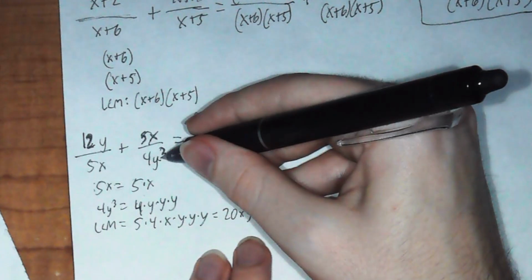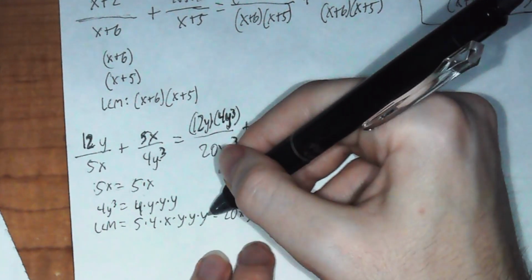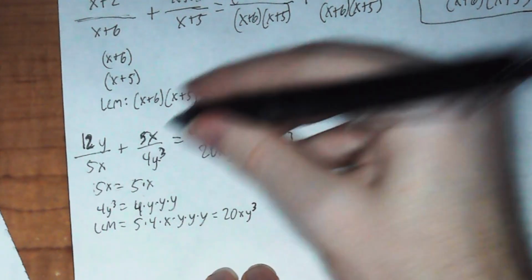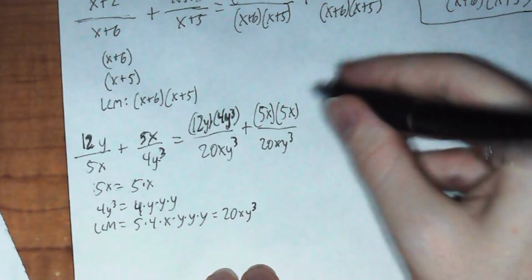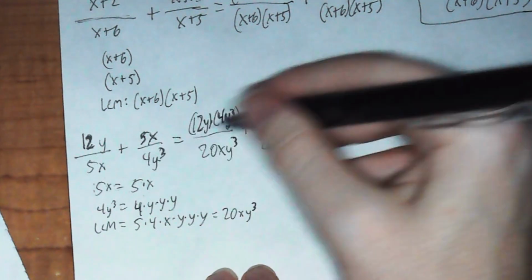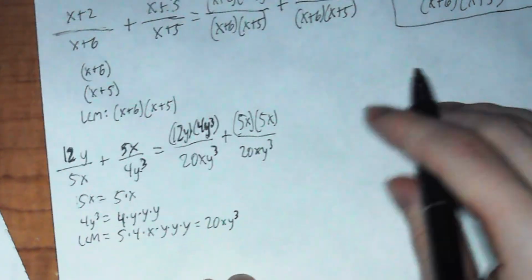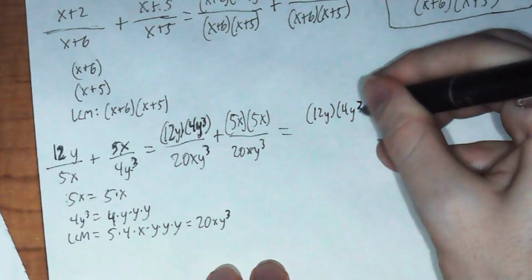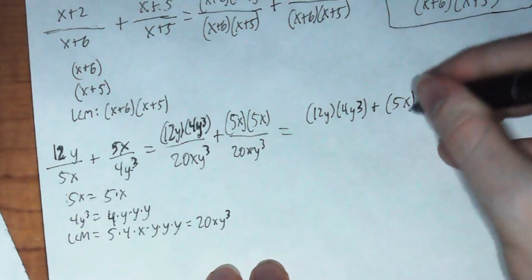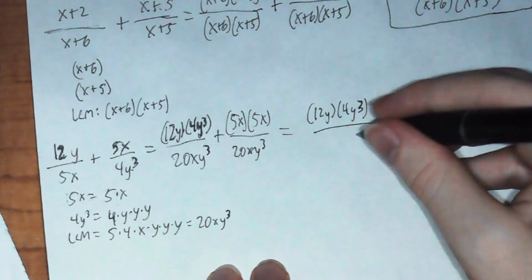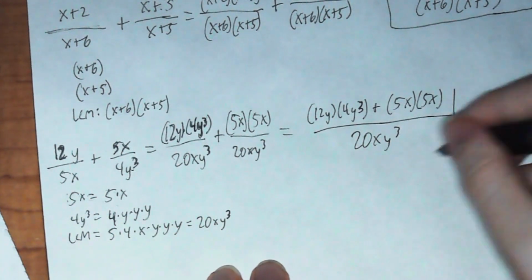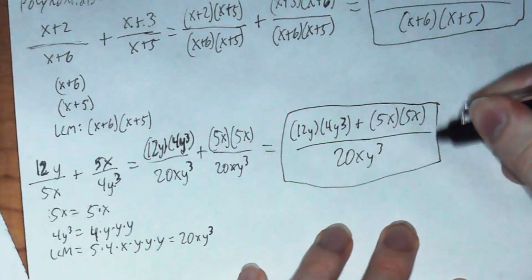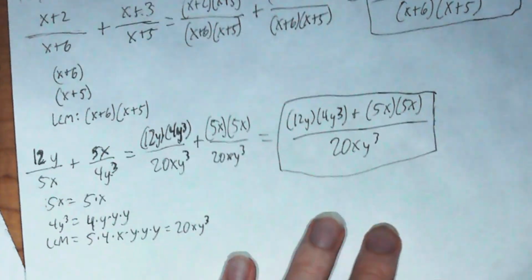Alright, next we have 5x on top. 4y cubed is the denominator. That takes up the 4 and the 3 y's from the LCM. What's missing is the 5x, so we multiply both the top and bottom by the 5x. So 5x times 5x. And then the bottom is 4y cubed times 5x. So now we get 12y times 4y cubed plus 5x times 5x. All of it over 20xy cubed. And for now, we are going to leave it like this, just for today. Next class, we are going to do the rest of these out.